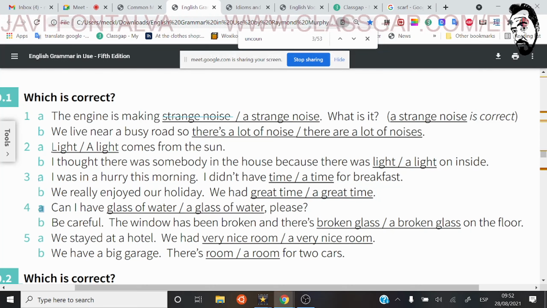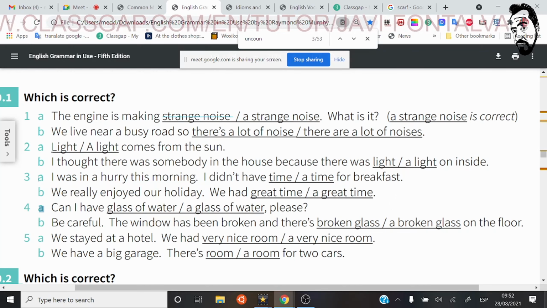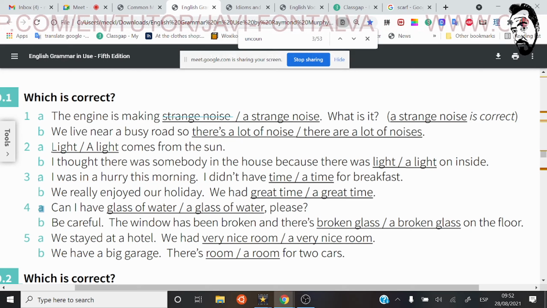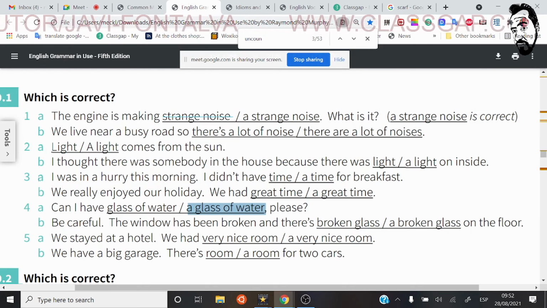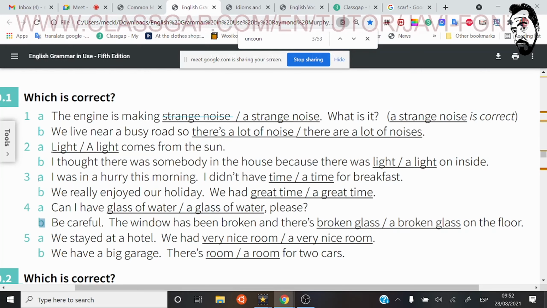4A. Can I have a glass of water, please? No. A glass of water. So can I have a glass of water? So here we say a glass. Okay. 4B. Be careful.